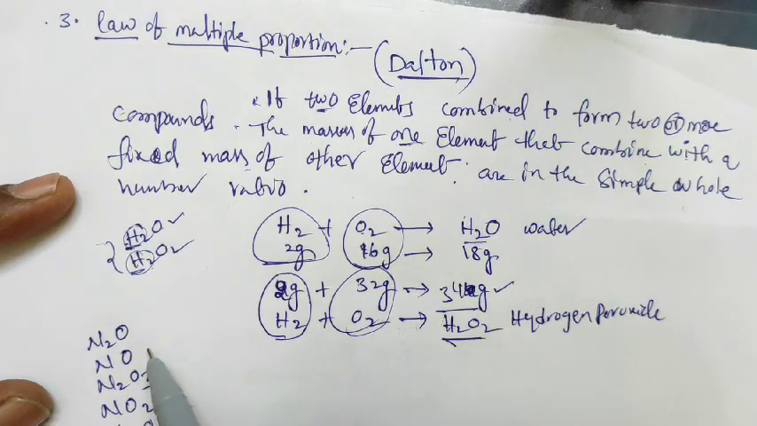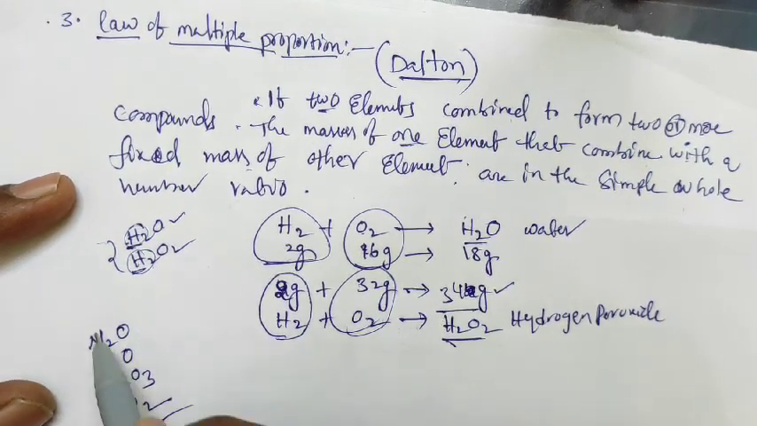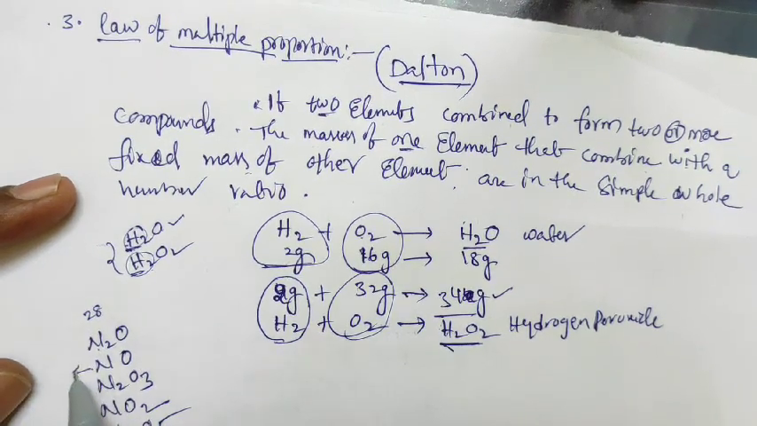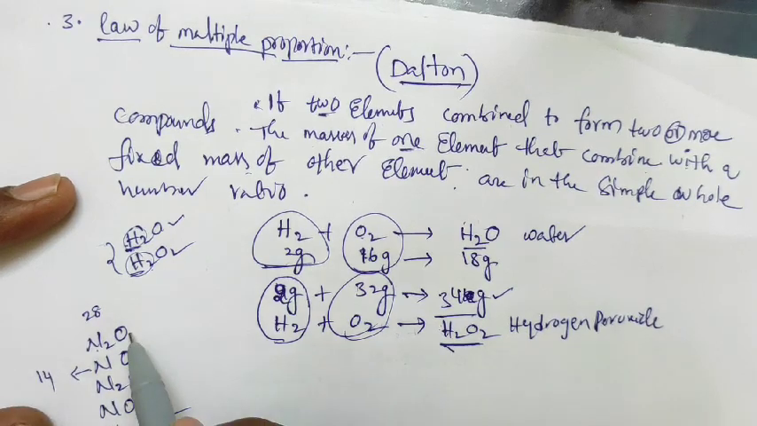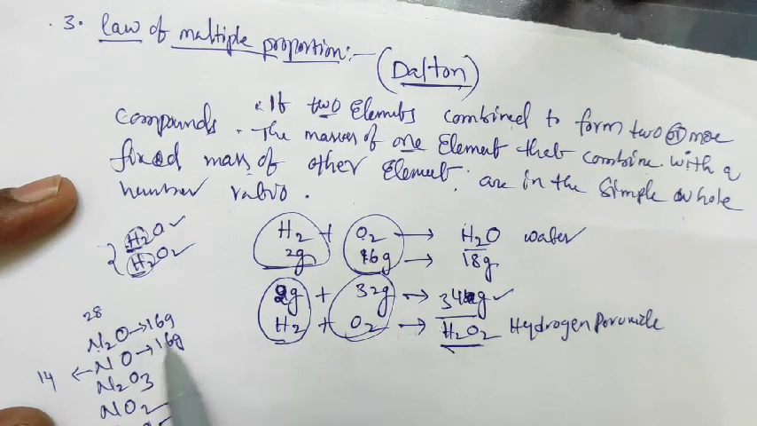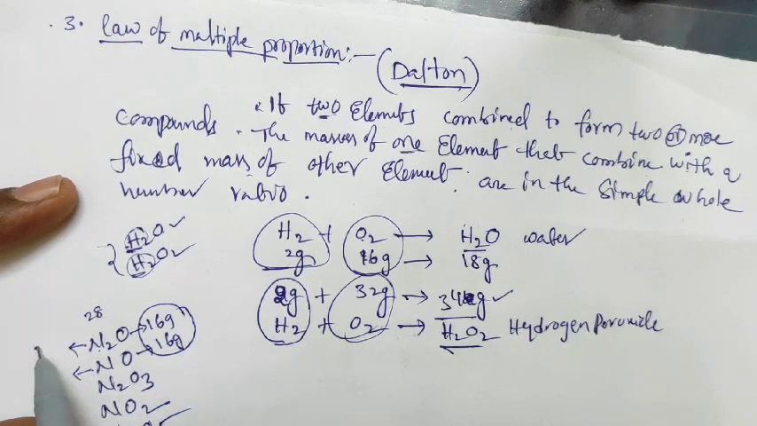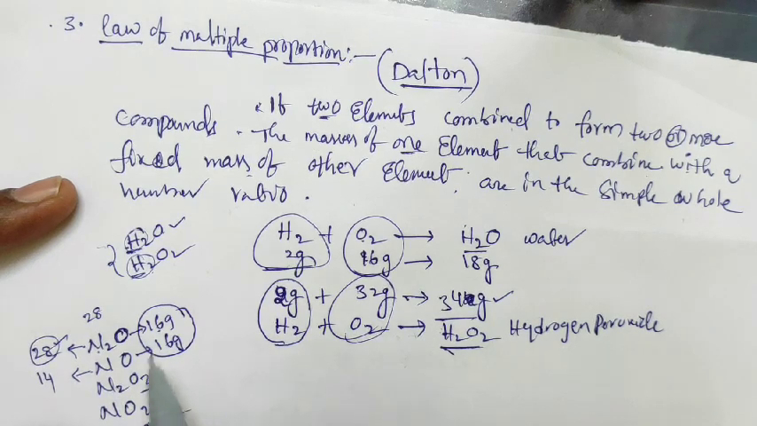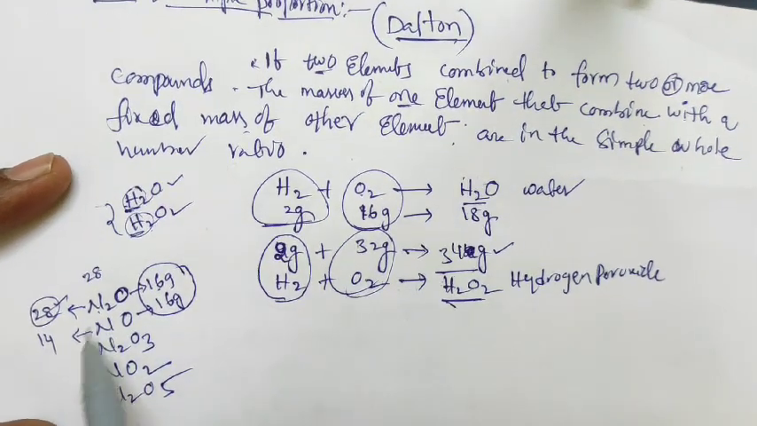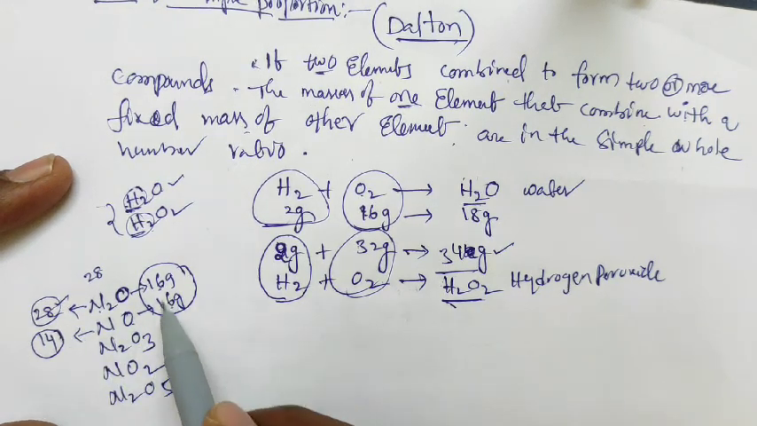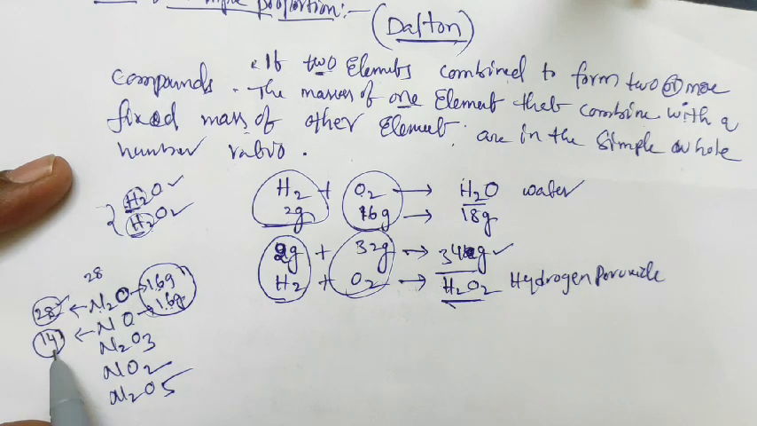So these compounds: here 28 grams, here 14 grams, this is 16 only, here also 16 grams. See, one is a fixed mass, oxygen weight and nitrogen weight. Here 28 grams of nitrogen combined with 16 grams of oxygen. Here 14 grams of nitrogen combined with 16 grams of oxygen. See, 16 and 16 are common, but 28 and 14 have a difference.